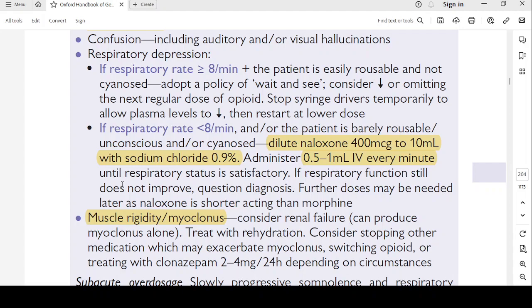If respiratory function still does not improve, question the diagnosis. So question whether it is mainly due to opioid overdose or not. Further doses may be needed later, as naloxone is shorter acting than morphine.